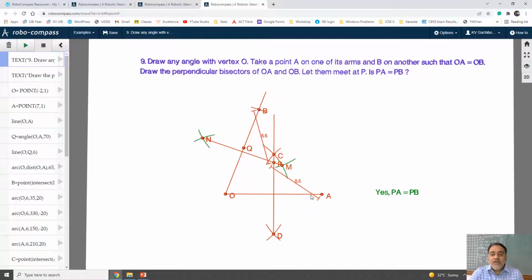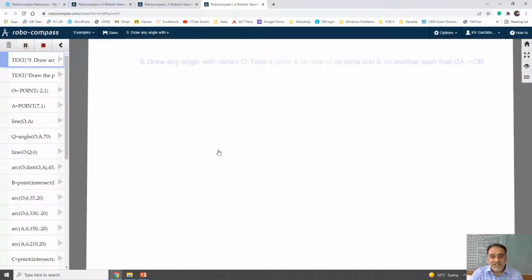So this is the last question. Question number 9. Draw any angle with vertex O. Take point A on one of its arms, and B on another such that OA is equal to OB. Now draw the perpendicular bisector of OA and OB. Let them meet at point P. Is PA equal to PB? We have to check. चलो हम लोग इसका कंस्ट्रक्शन स्टार्ट करते हैं.